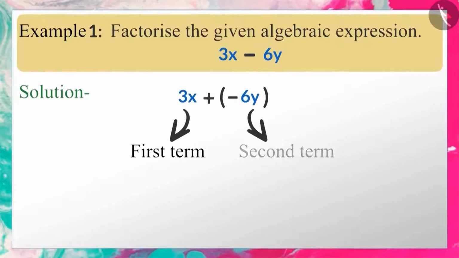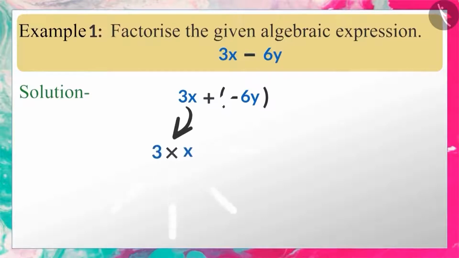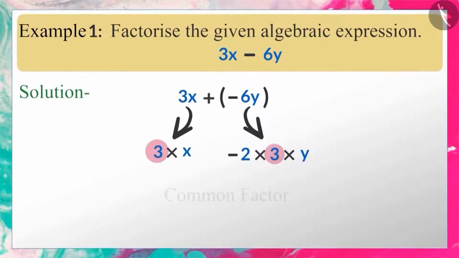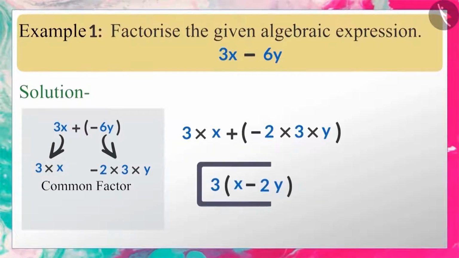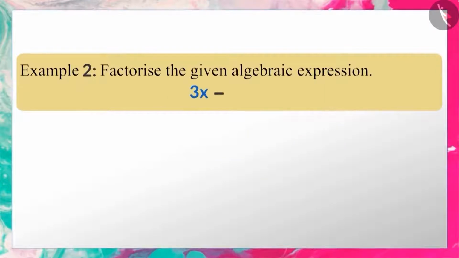This algebraic expression has two terms, 3x and minus 6y. Here, we can write 3x as the product of 3 and x and minus 6y as the product of minus 2, 3 and y. If you look carefully, you will notice that factor 3 is the common factor in both the terms. So we can write the factors of this expression in this way.